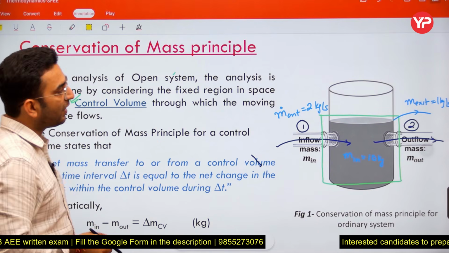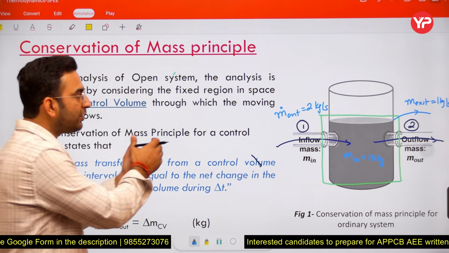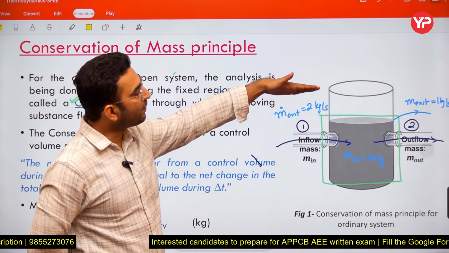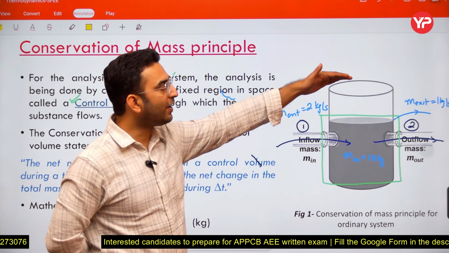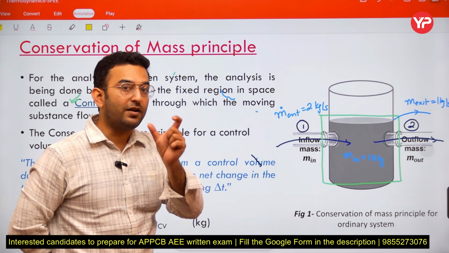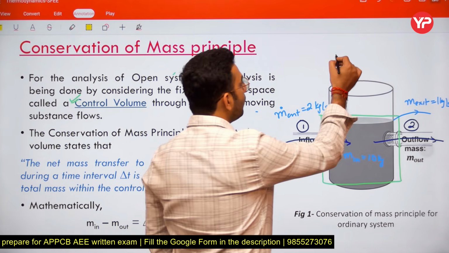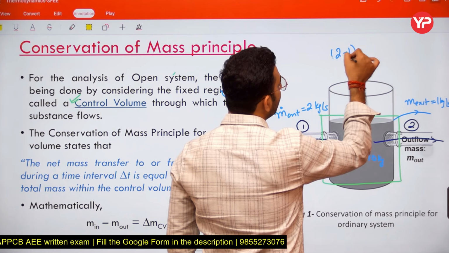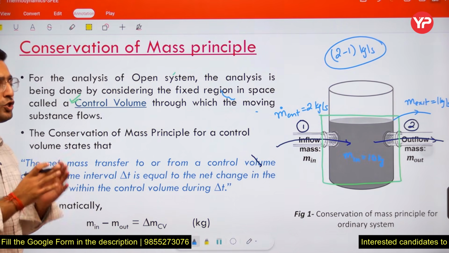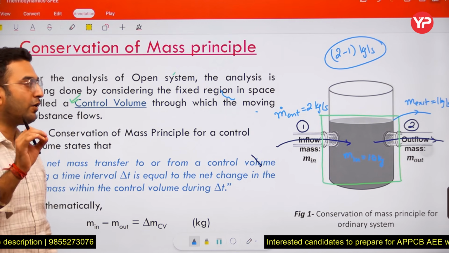Now if I ask you what will be the net mass flow rate into the system, you can simply say 2 kg per second is entering the system and 1 kg per second is exiting the system. So the net rate with which the fluid is entering the system is 2 minus 1 kg per second. So I can say the net mass entering the system is equivalent to 1 kilogram per second.